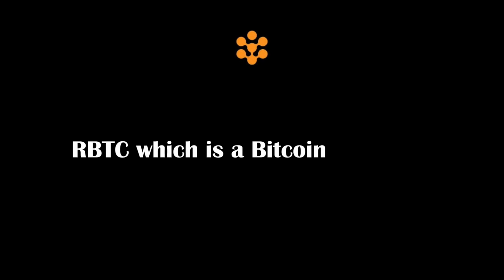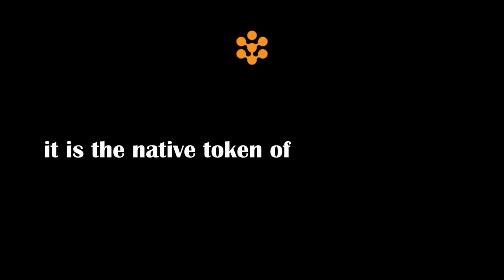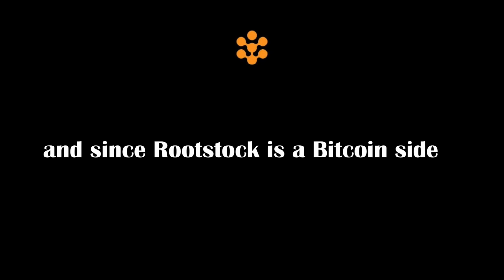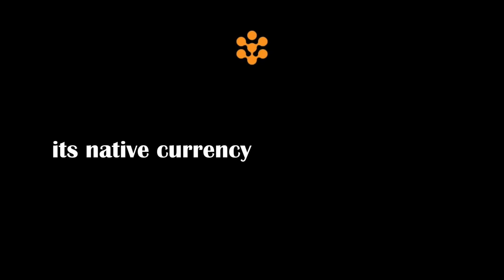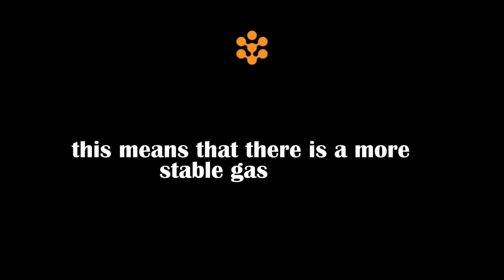Now, since Rootstock is an L2, which is a Bitcoin sidechain, transactions are executed for very, very low gas fees. RBTC, a Bitcoin pegged native token, is the native token of the Rootstock chain. And since Rootstock is a Bitcoin sidechain, its native currency is pegged to Bitcoin. This means that there is a more stable gas price.